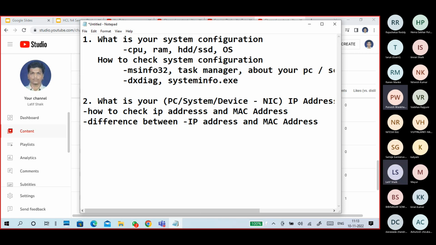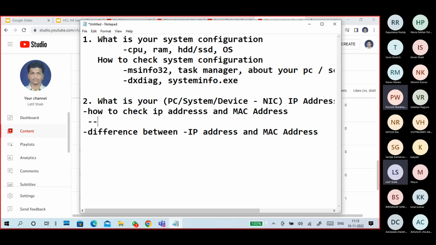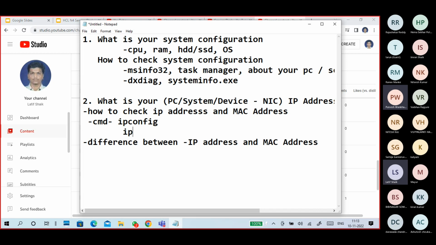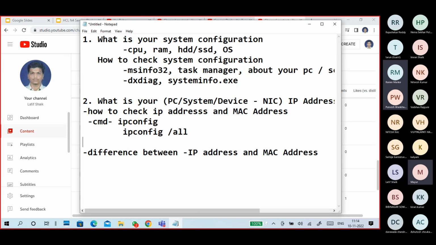So how do you check an IP address? Command prompt. ipconfig will tell you. Yes, sir, ipconfig /all. Very good. What you get from ipconfig is the IP address, subnet mask, and default gateway, which are common to both. But additionally, ipconfig /all gives the physical address, which means the MAC address.